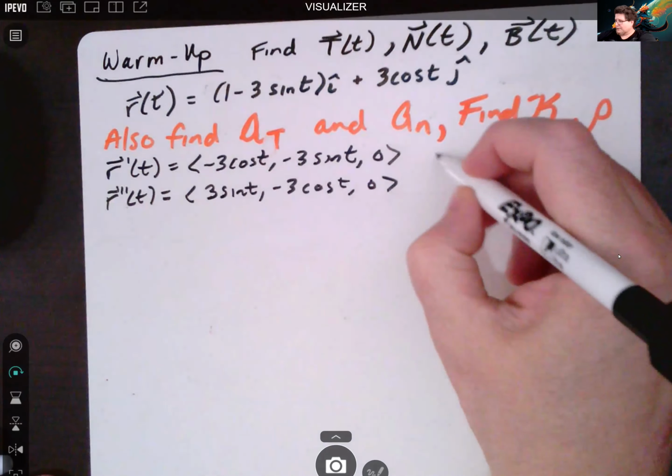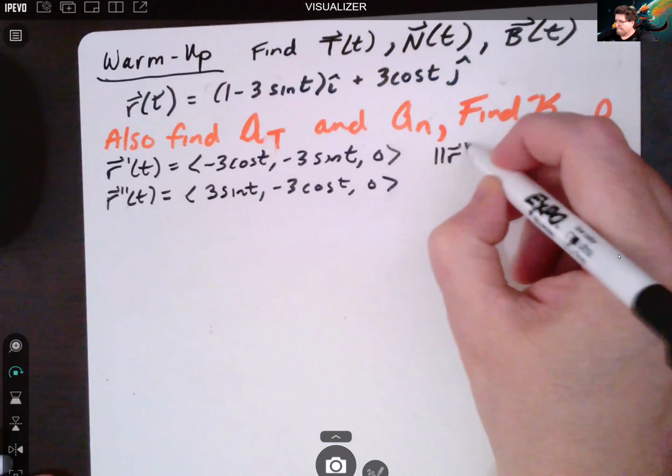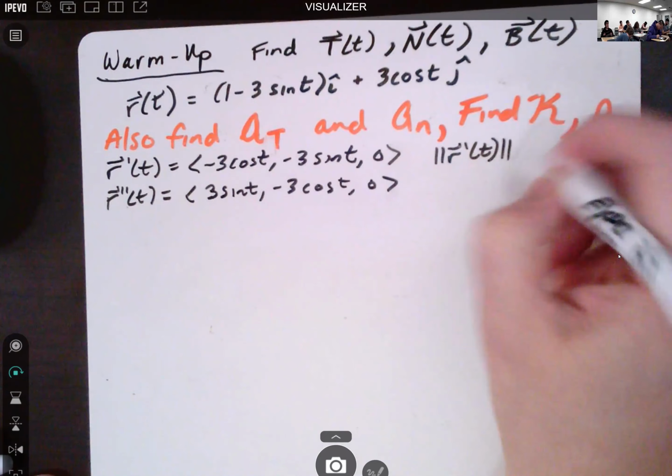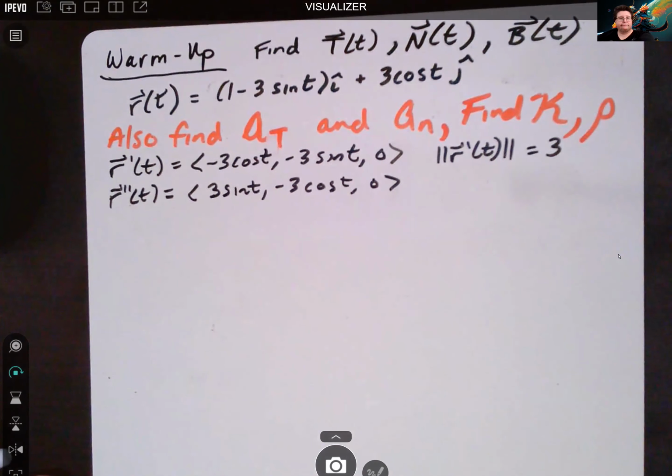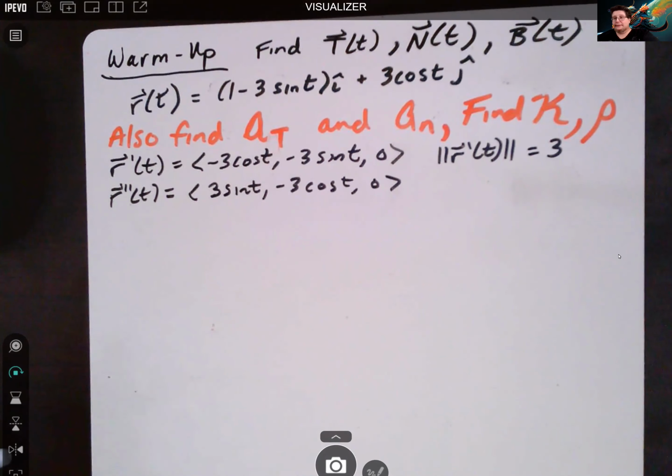What's the magnitude of R prime? 3. I concur. That's a great word. I love the word concur.